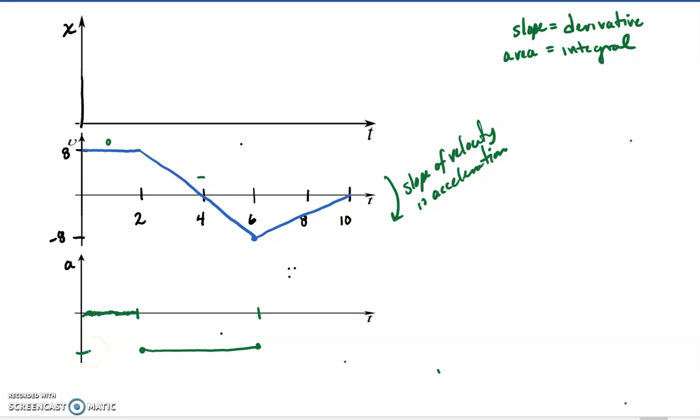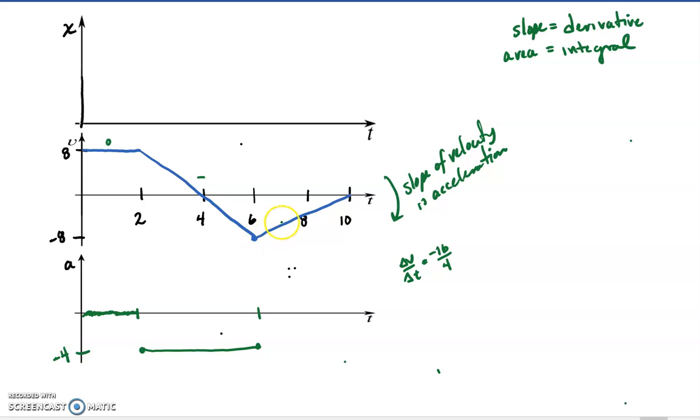Remember, it's a slope. So slope is your change in velocity over your change in time, which in this case, our change in velocity is a negative 16 because we went from positive 8 to negative 8, so we lost 16 in terms of the numeric value, and it happened over the course of 4 seconds. So if you do that, we're going to have a negative 4 as our value here.